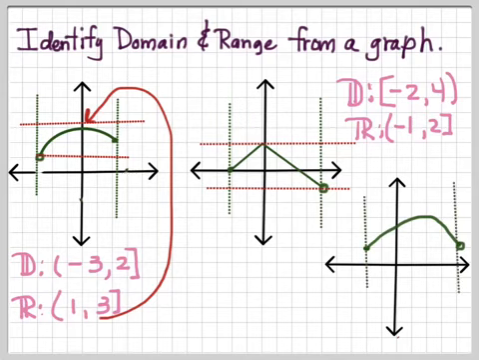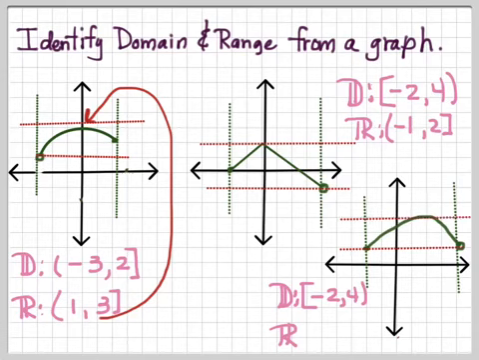In my last one, my domain goes from negative 2 to positive 4. The positive 4 is not included. The negative 2 is included. As far as the range goes, it goes from 1 to 3, 1 is included, and 3 is included. It's not that last point that has the open dot. That's not the tallest point on the graph. 3 is the tallest point.